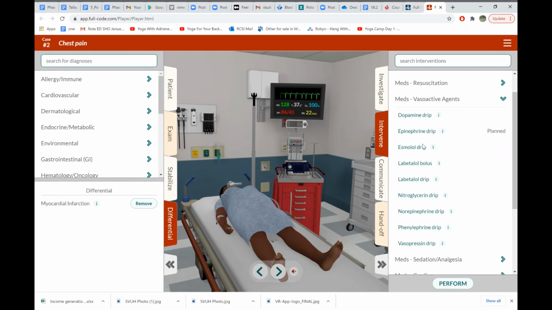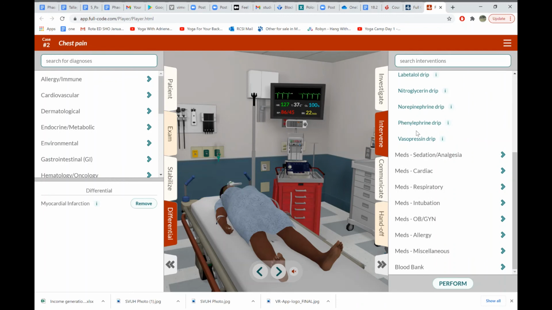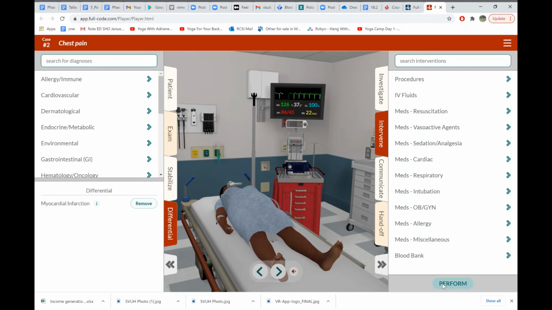And can I undo that? So let's say I clicked on that by accident. Yeah, I can undo that. So that's good. Okay, we've given aspirin, we've given that, and we can see what the cardiologist says after we've done these different things.